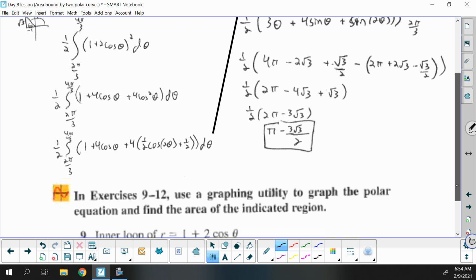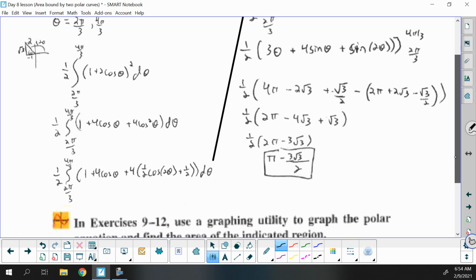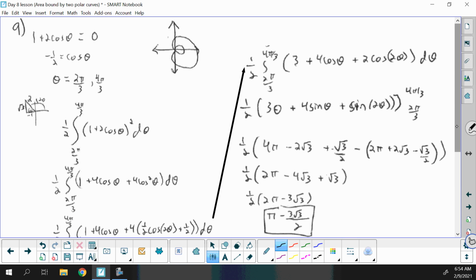For this one here, they just wanted the inner loop. So again, I think it's helpful to think about where are you at 0. Cos of 0 is 1, so you get back 3. So here's 0. Pi over 2, cos of pi over 2 is 0, so you get 1, so there's pi over 2. And then cos of pi is negative 1, so you get back to 1. So that's pi over there. So the loop has already started after pi. So I just like to do that just to kind of get a sense of what's going on.